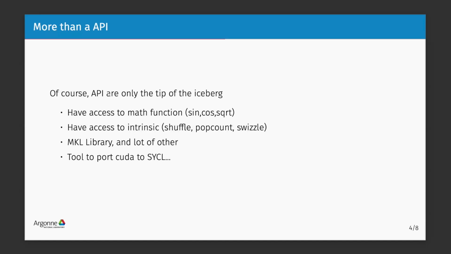You can have access, of course, to math functions like cos, square root, reciprocal, all these kinds of things. You have a lot of intrinsics that are maybe lacking a little bit in OpenMP, like for example shuffle, popcount, swizzle, when you want to do this warp optimization, this subgroup optimization, you can have them. Then we have APIs for them. Of course, we have more things. You have oneMKL, oneMKL if you want to do stuff, and you have a lot of other APIs. You have parallel STL and all of this kind of thing if you want to use it. And also you have port tools.